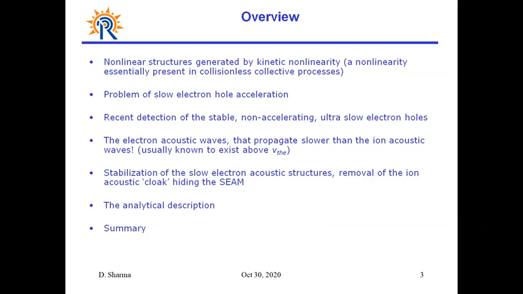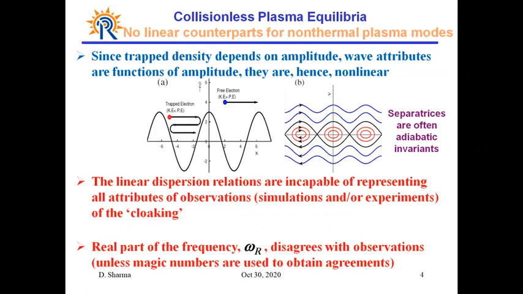Then I'll come to the recent detection of stable non-accelerating ultra slow electron holes. We could manage to go to a hidden parameter regime in which these slow holes can be stabilized. They no longer accelerate. Then I'll show how these holes, though they are purely electron structures, can go below the ion acoustic velocity. Then I'll introduce this cloaking, and at every step I'll introduce some analytical description of them, which is derived from the theory done over many years by Professor Schamel.